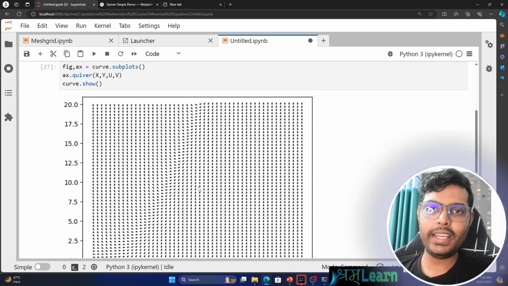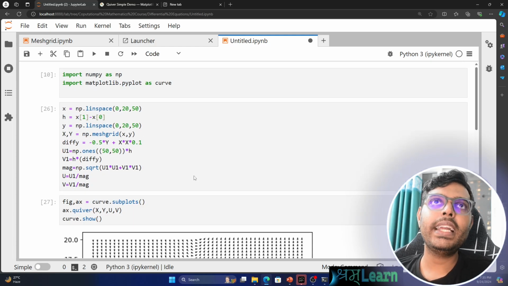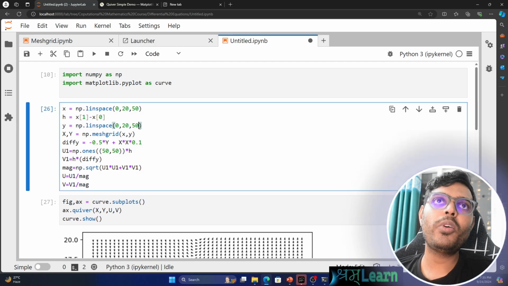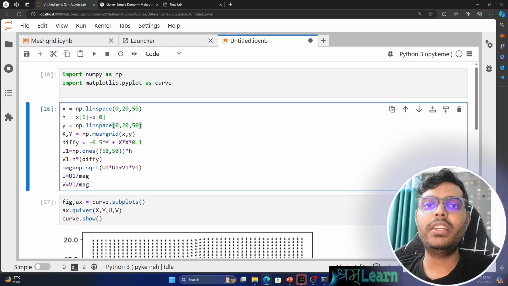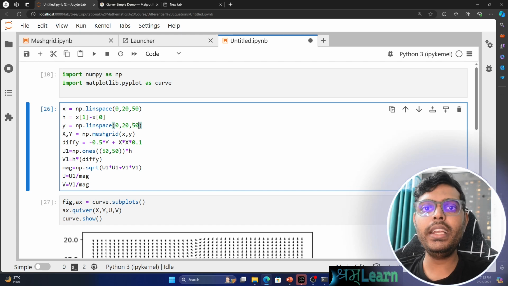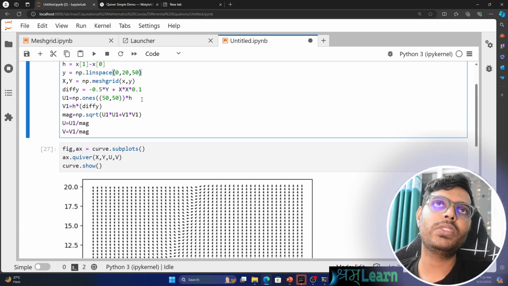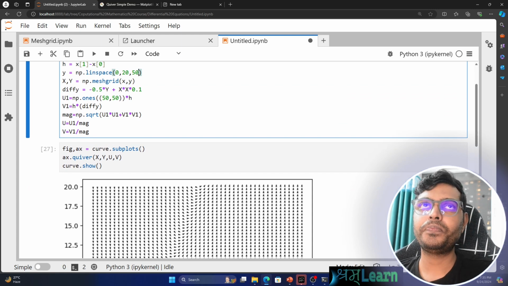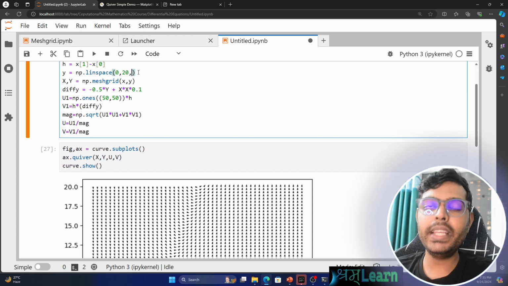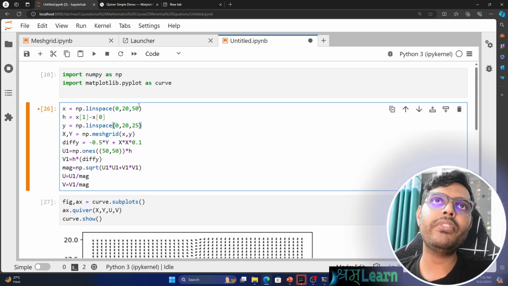Yes, we can have larger arrows, but what to do? The amount of points that we are plotting is 50 into 50, right? 2500 points. So we have to reduce those. So how can we reduce those? We will replace 50 by, let's suppose, 25.